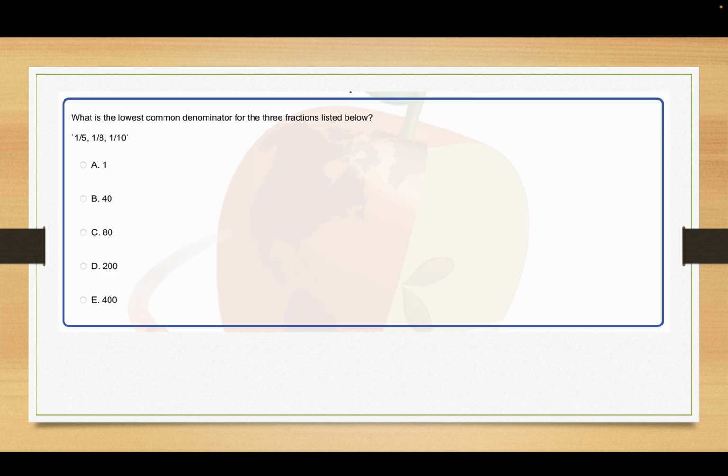Okay, so least common denominator is kind of a misnomer. It should say the least common multiple of the denominators. In this case, the denominators are 5, 8, and 10, so I list them. I write the multiples of 5: 10, 15, 20, 25, 30, and so on. 8, 16, 24, 32, and so on. 10, 20, 30, 40, 50, and so on. So the least or lowest common multiple is the smallest number that's on both lists. And in this case, that smallest number is 40. Ding, ding, ding.